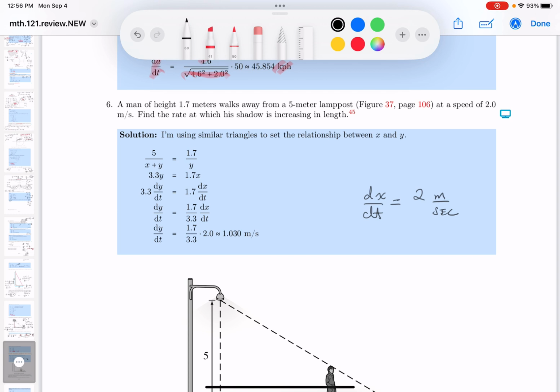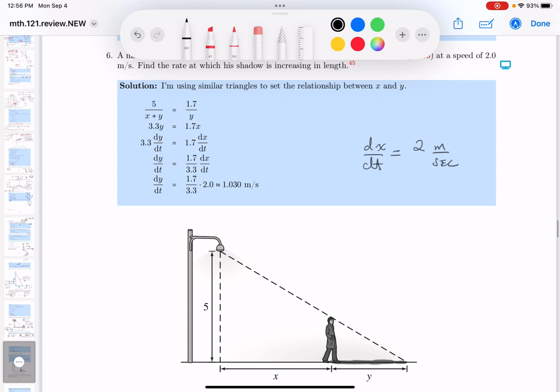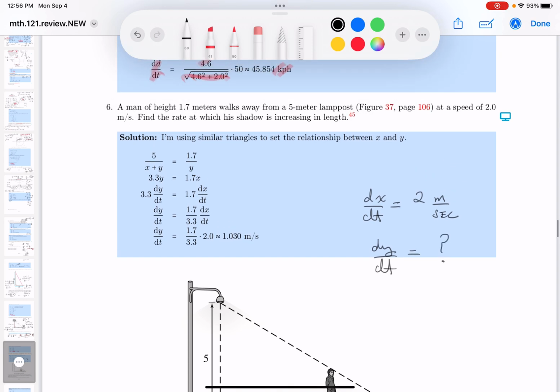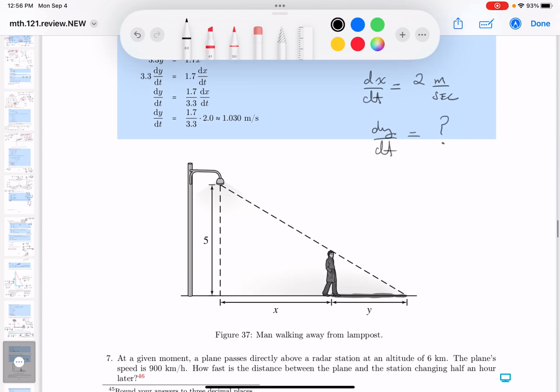It goes on, it says, find the rate at which the shadow is increasing in length. And I see the shadow, and the shadow is going to be y. So dy/dt, and that's the question. Find the rate at which the shadow is increasing. Oh boy, what do I got to do now? I guess I got to set up some relationship between x and y.